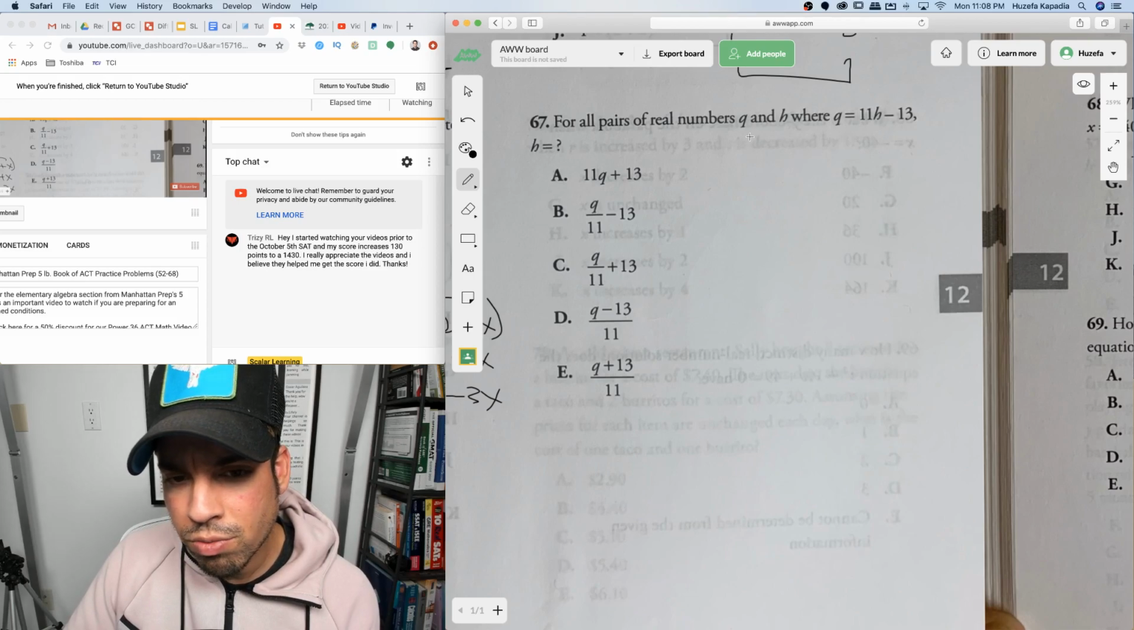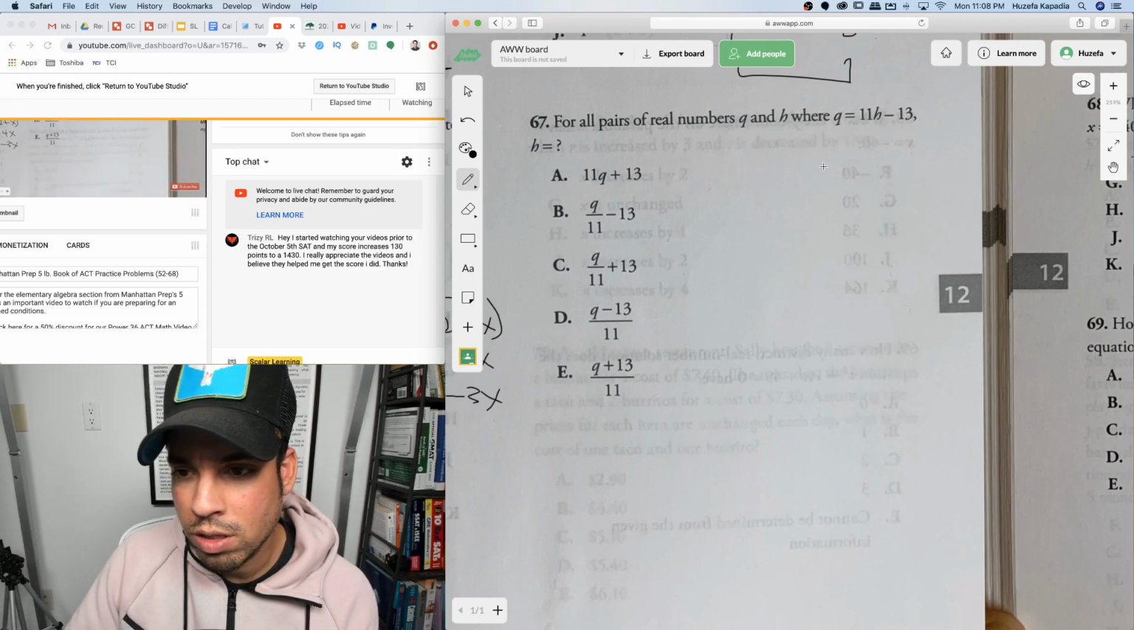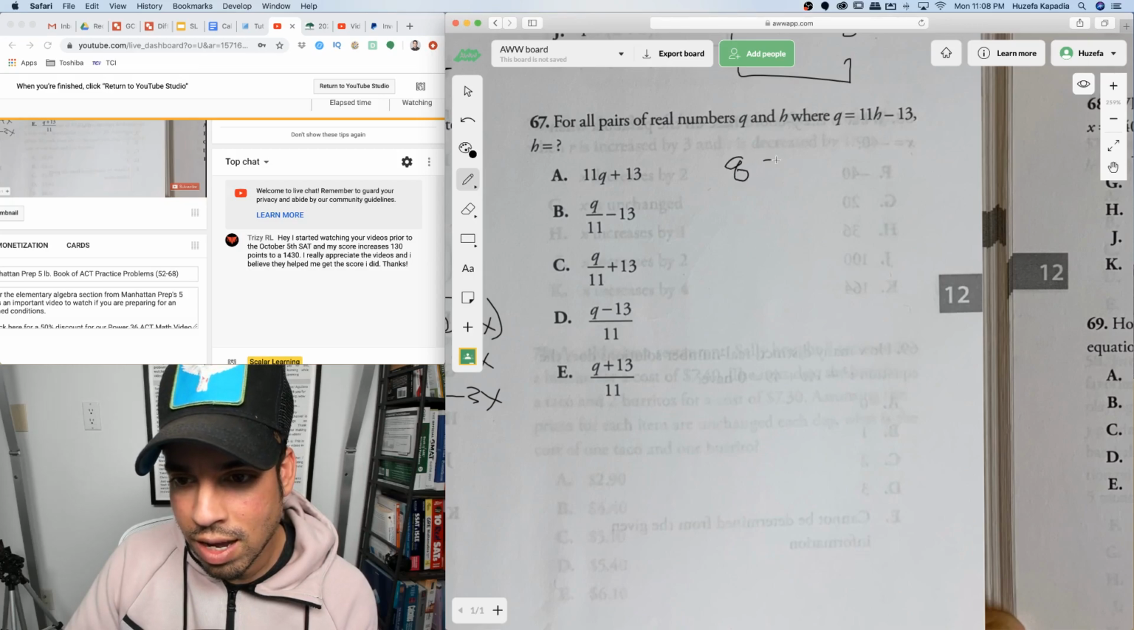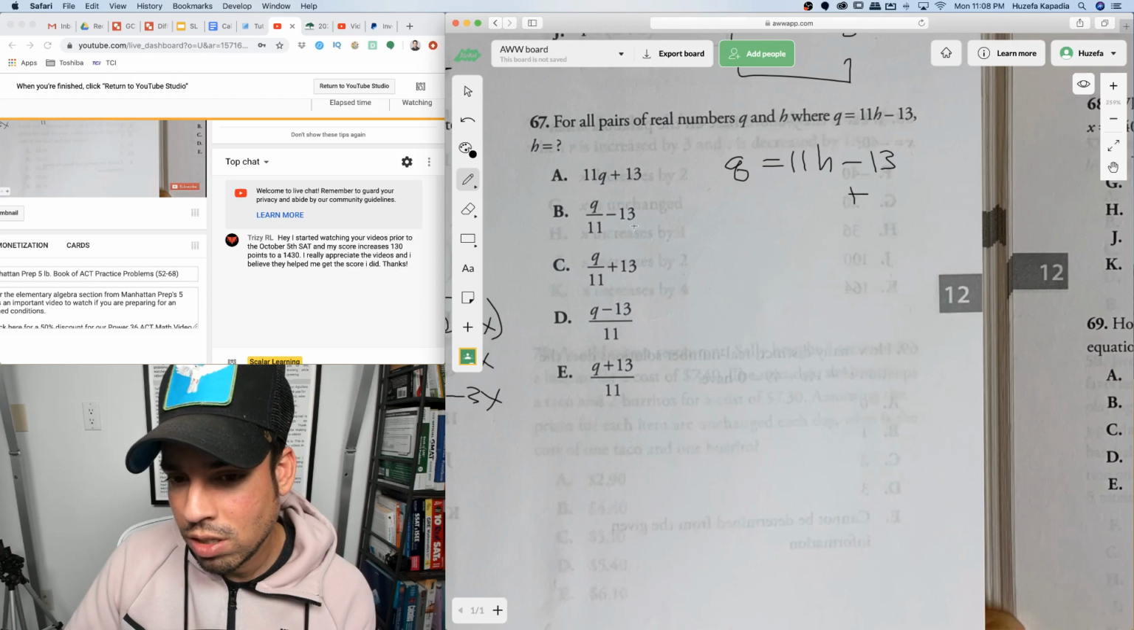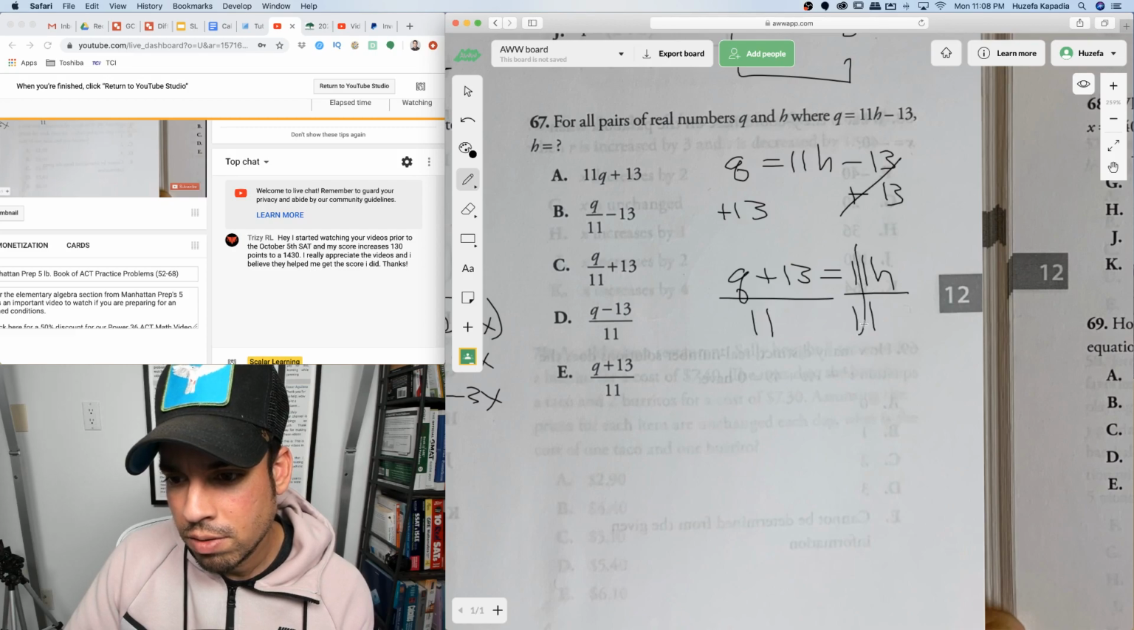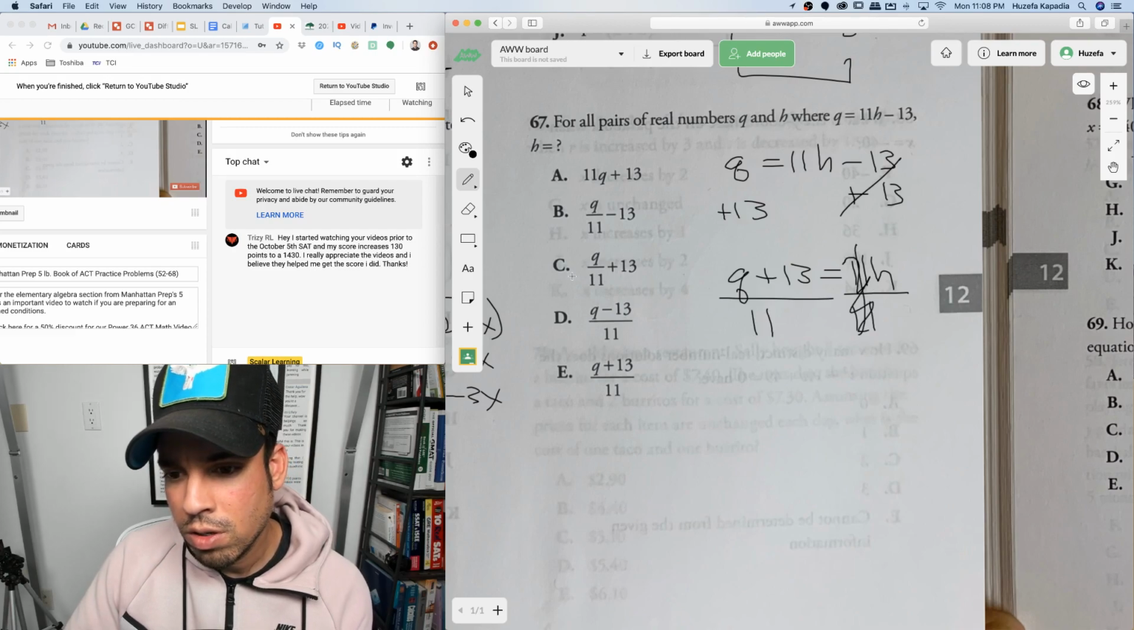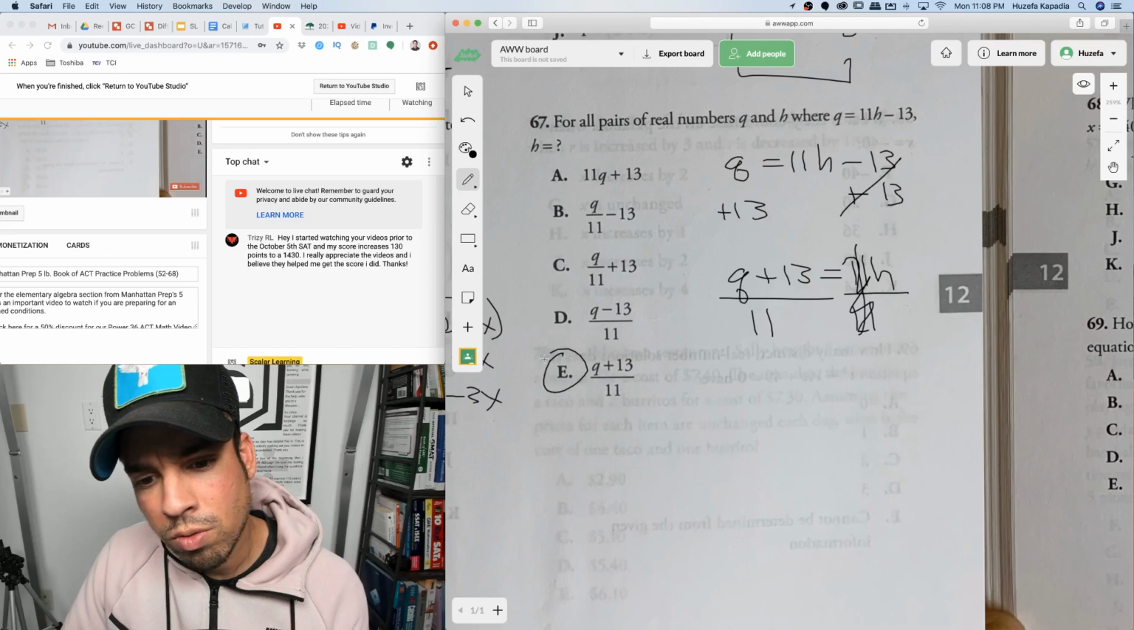For all pairs of real numbers Q and H, where blank, what does H equal? All they're asking us to do is isolate H, right? They're getting H in terms of Q. They want H by itself, that's it. So add 13 to both sides. Q plus 13 equals 11H. Then we divide both sides by 11, and we're good to go. H equals Q plus 13 over 11.